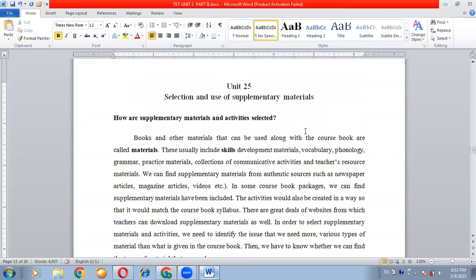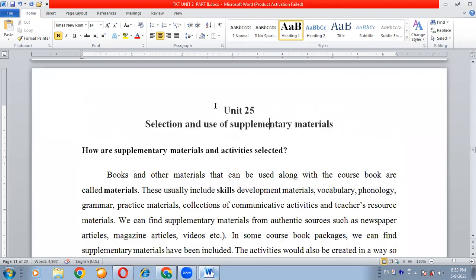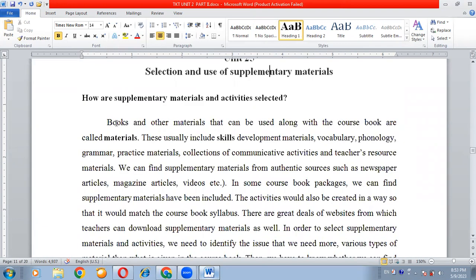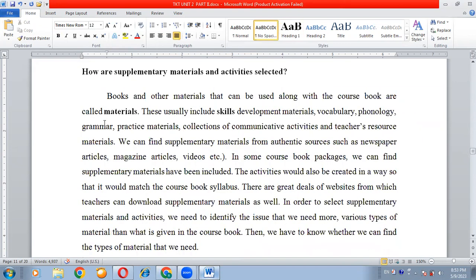Okay. Now we will have a look at it. How are supplementary materials and activities selected? Books and other materials that can be used along with the course book are called supplementary materials. We know about it. We discussed it last week as well. These usually include skills development materials, vocabulary, phonology, grammar, practice materials, collocations, communicative activities, and teachers' resources materials like that. All the things can be used.